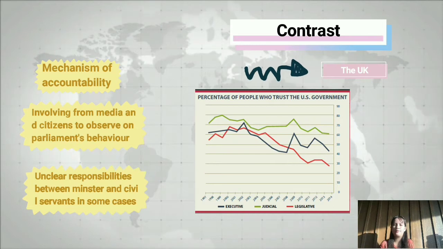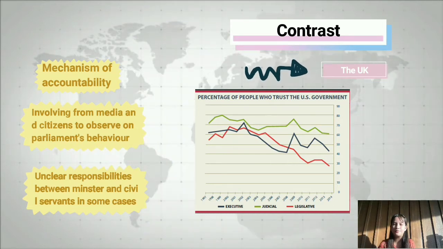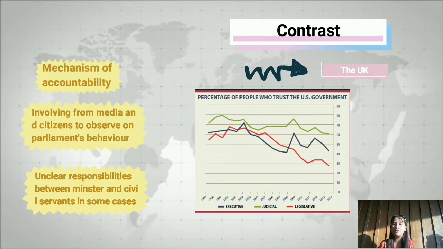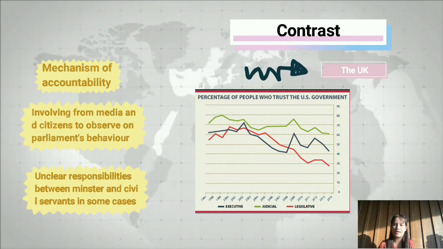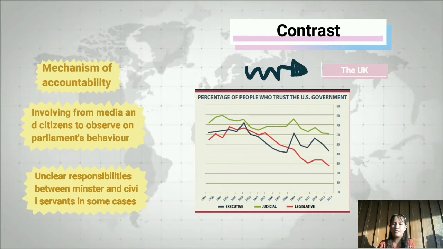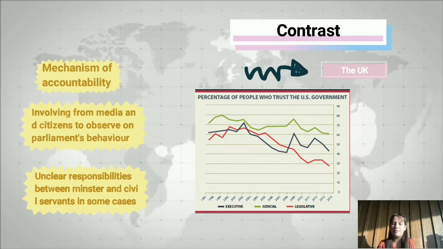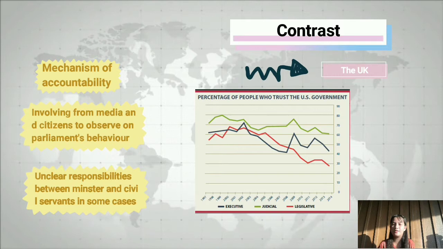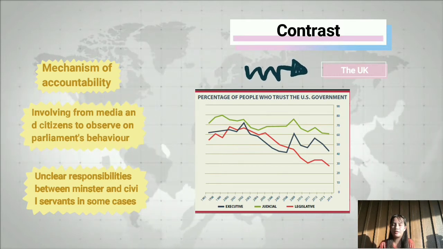However, there is also some misaccountability of government in some cases due to their failure to deliver policy, because of the unclear responsibility between the minister and their own civil servants at the department. The lack of clarity over who is accountable makes it difficult to assess who is responsible for a decision.